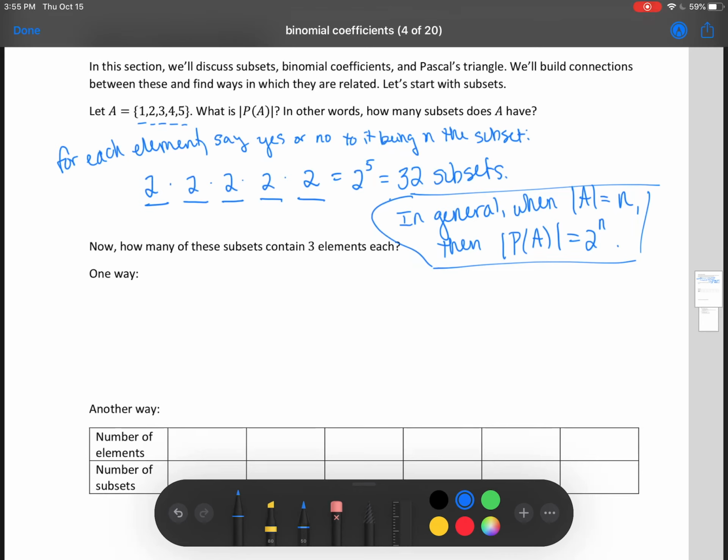So we're going to think about this in 2 different ways. We know there's 32 subsets in total. If we wanted to, we could simply go ahead and list them all and then just count how many of them have 3 elements each. Maybe we want to do it in a more efficient way than that. So one way to think about this would be to choose 3 of the 5 elements to be in a subset, right?